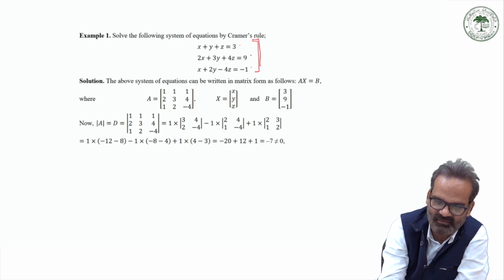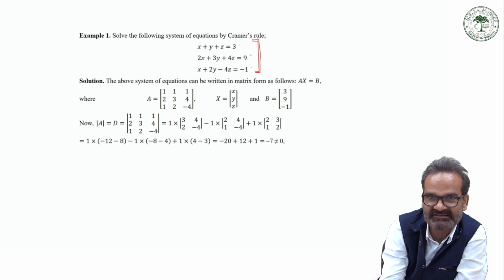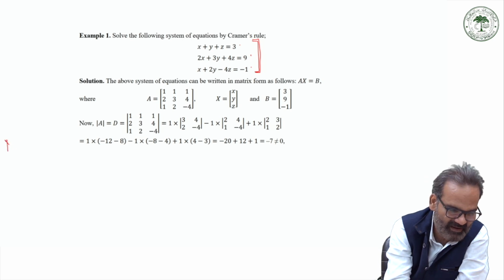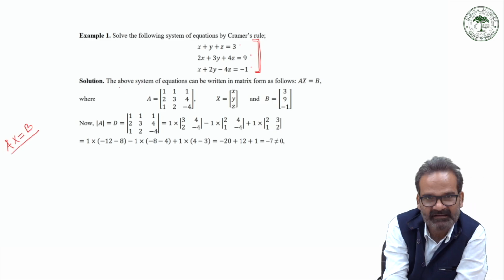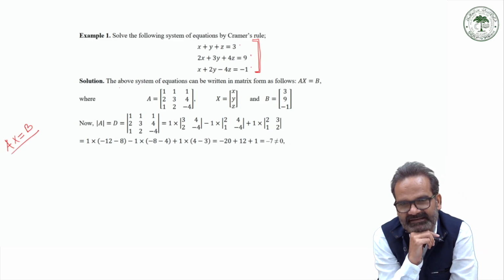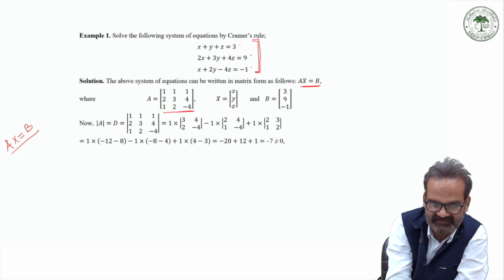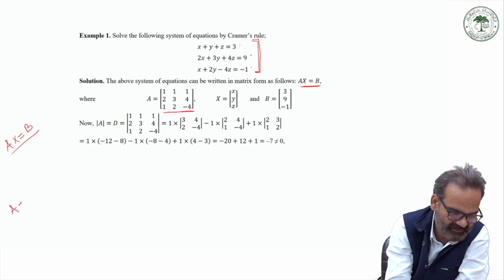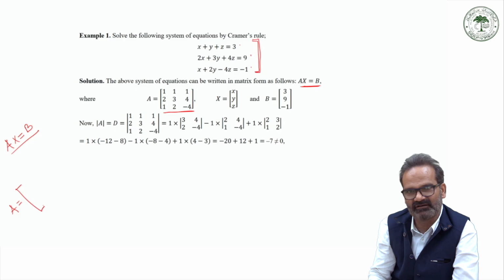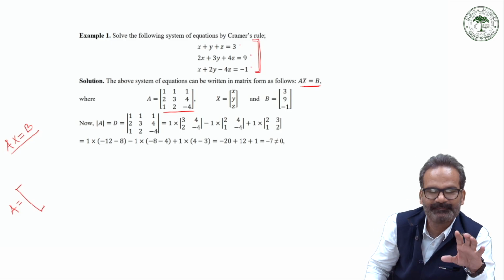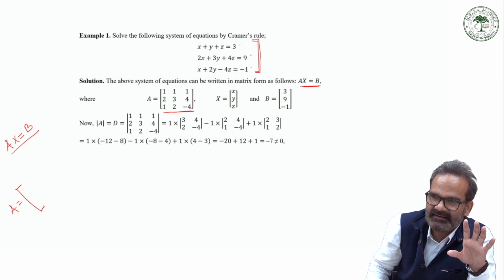The first step is to transform this system into the matrix equation AX equals B. The above system of equations can be written in matrix form as follows: AX equals B, where what is A? See here, write down A here. I am explaining this as the first case of three variables. A is simply the matrix of the coefficients of the variables x, y and z.